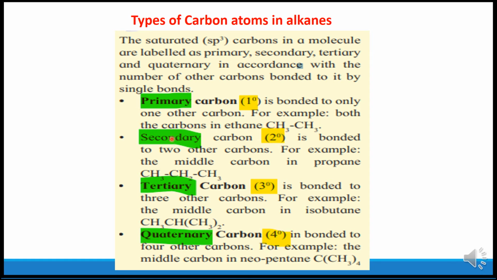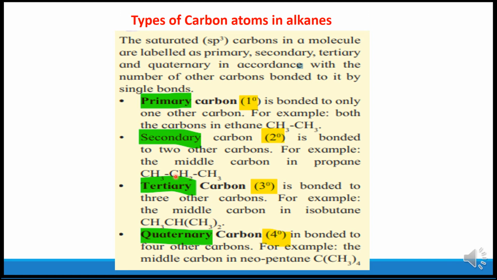Now, secondary carbon atom. Secondary carbon atoms are those carbon atoms which are bonded with two other carbons. For example, just see this compound, CH3, CH2, CH3. If you see carefully the middle carbon atom, this carbon atom is bonded with these two carbon atoms, and the other two valencies are fulfilled by bonding with these two hydrogen atoms.